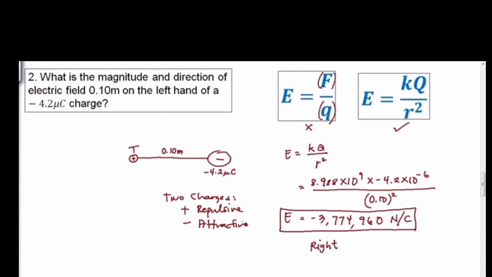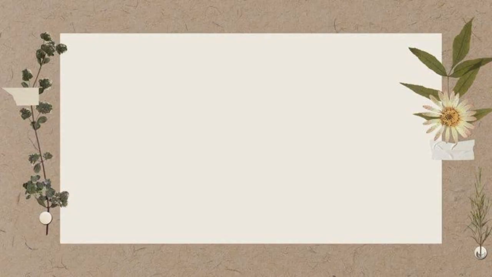Pero kapag tatlo na sila, meron na silang magkaiba na. So take note, right is positive, left is negative. So okay, so yun ang ibig sabihin ng dalawang charges or three or more charges.